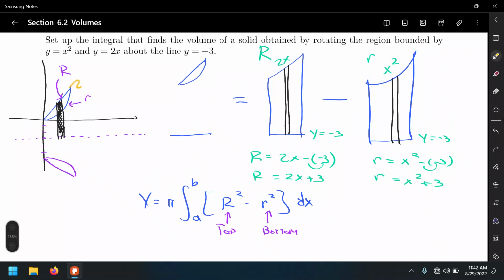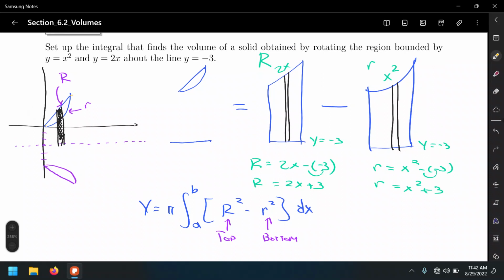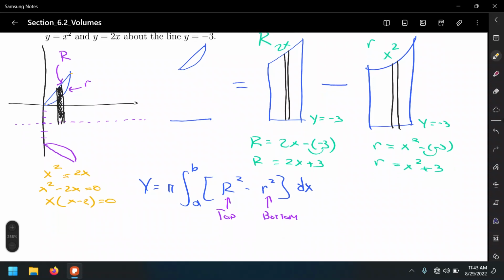And we get these limits of integration by finding the points of intersection between the two curves, that is the line y equals 2x and the curve y equals x squared. Again, x squared equals 2x, and x squared minus 2x equals 0, x times x minus 2, and from here, the zero product property tells us x equals 0 and x equals 2. And those points of intersection are going to be the limits of integration of our integral.